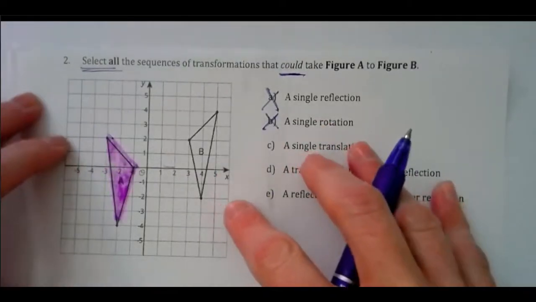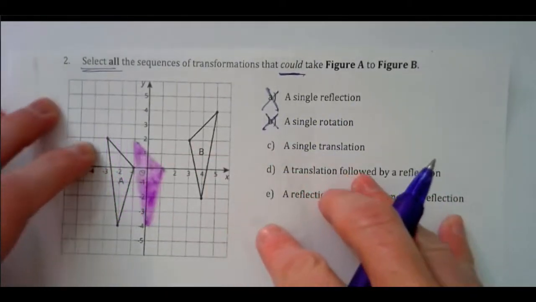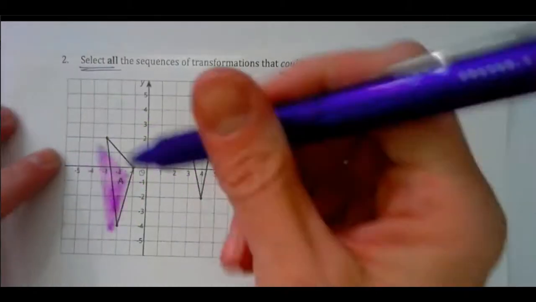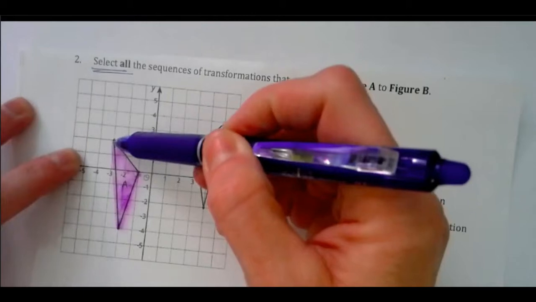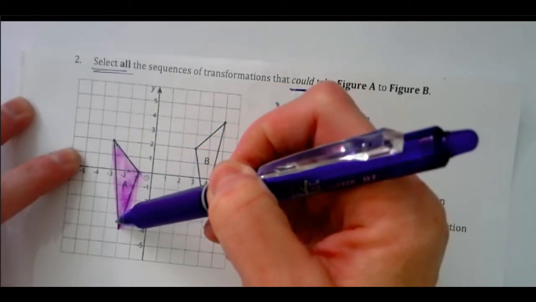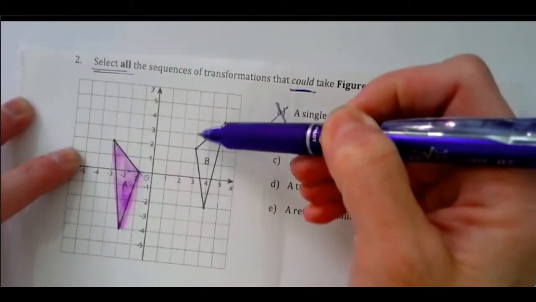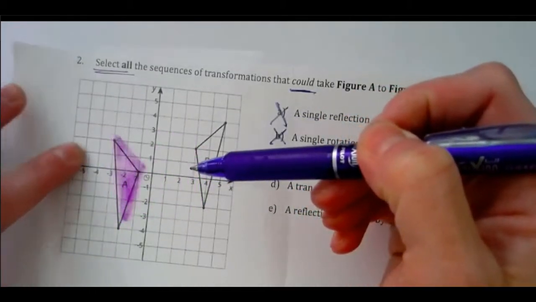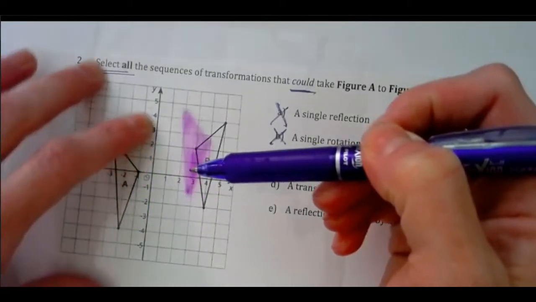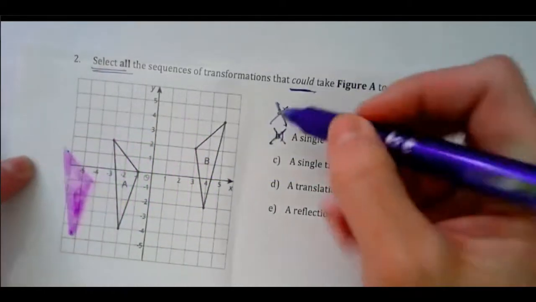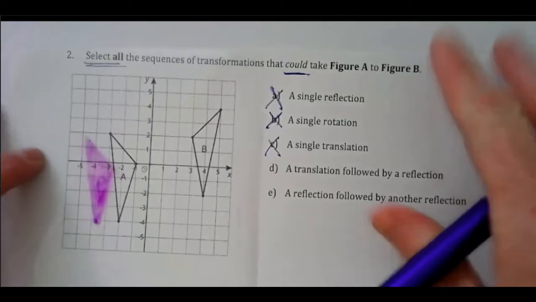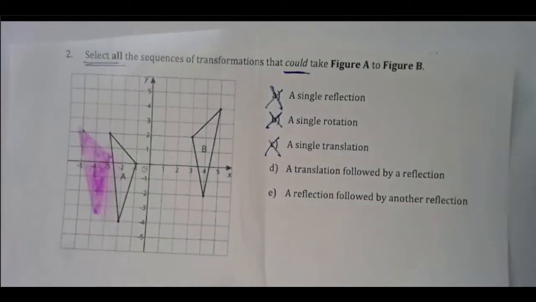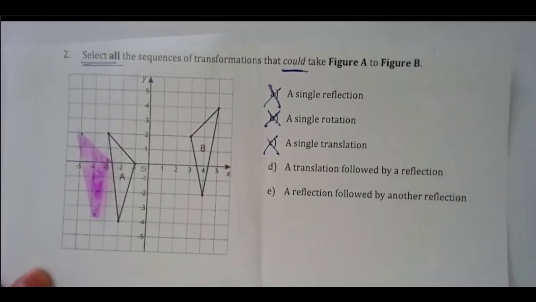For a single translation, with a translation, my shape just slides, it moves. So if you see how this longest side is on the left, with my image, the long side would have to be on the left because I'm just sliding. Okay, so that would never match up either. So there are no single transformations that will get me from A to B. It has to be more than one. So let's see what options they give us here.